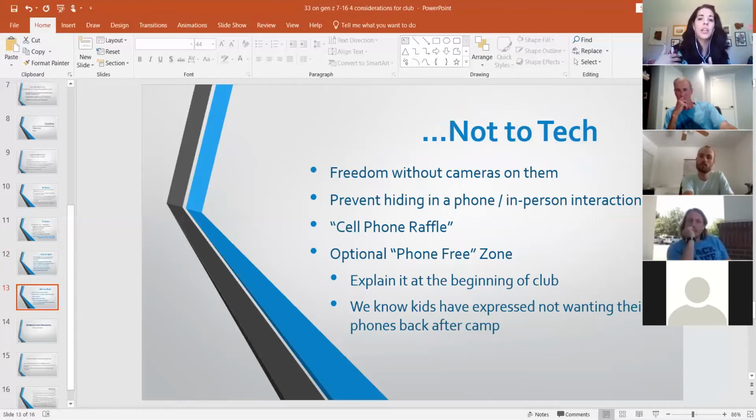Some other reasons not to tech: they can do club with the freedom of not having cameras on them. It prevents them from hiding in their phones, and it promotes in-person interaction. Some clubs have opted to do a cell phone raffle, where if you turn in your cell phone, you get a ticket and they have really good prizes. Or we talked about even just making it an optional phone-free zone and explaining every week at club, we're choosing this to be an optional phone-free zone for these reasons. You can go through all the negative impacts that they complain about their phones. They're the ones that complain about it.